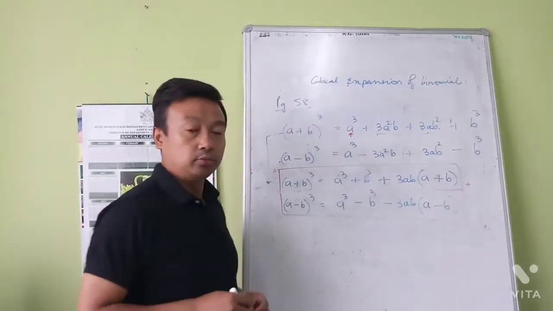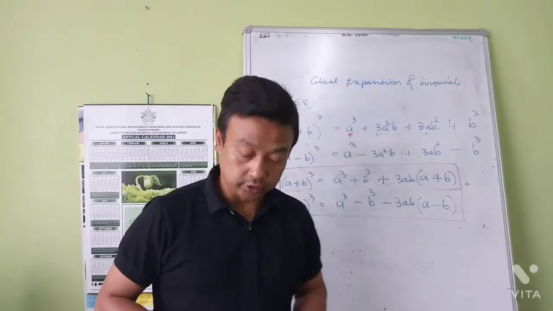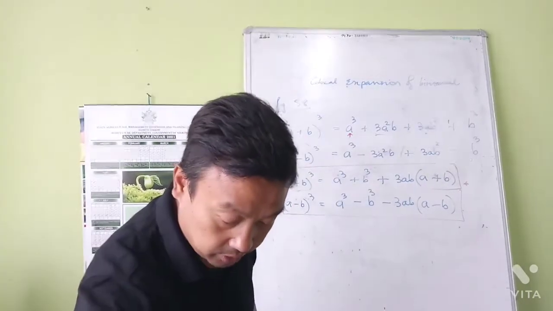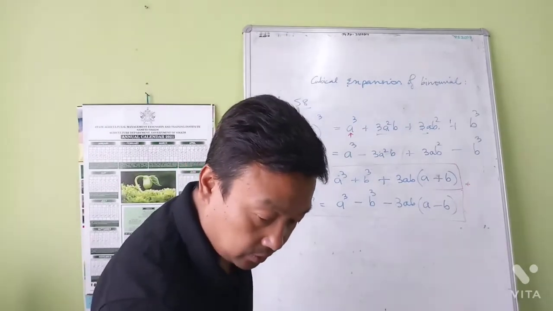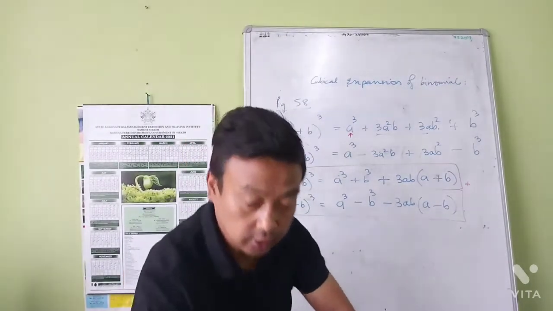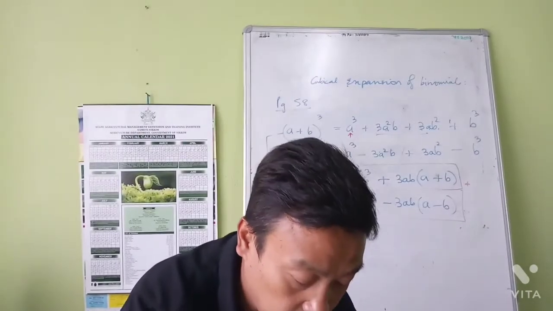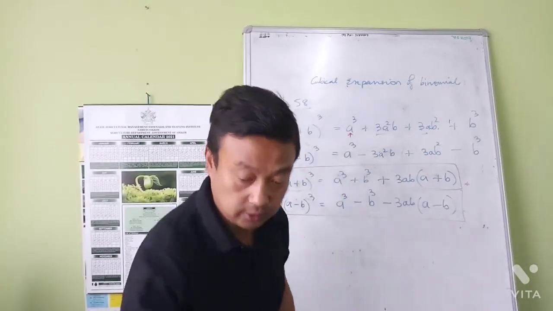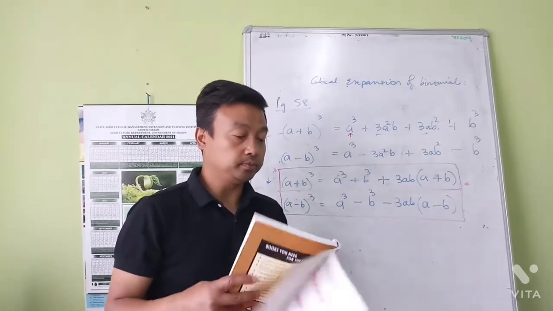Now using these formulas, we will be solving the exercise. Turn to page number 60 in your textbook. We have got exercise 4B. Alright, so I've got a textbook here.